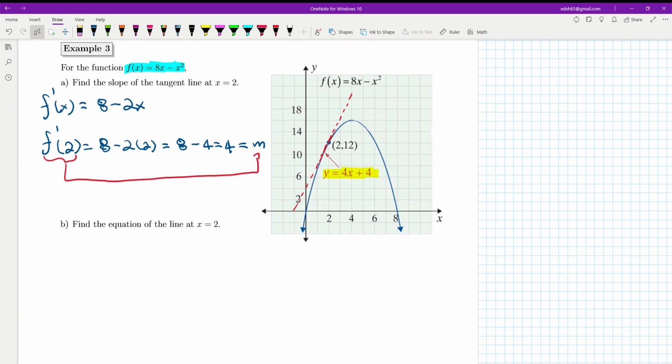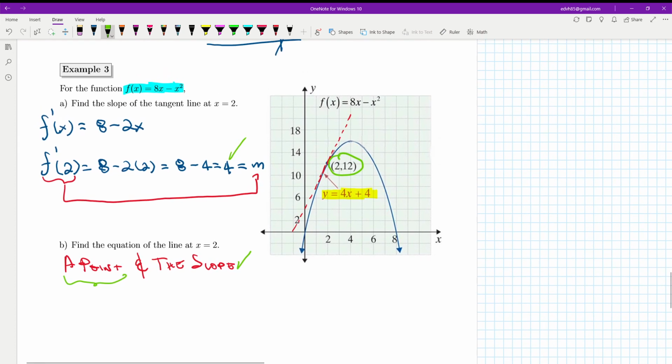And let's find the equation of the line at x equals 2. What do we need to know in order to find the equation of the line? Well, we need a point and the slope. So we got the slope right here, which is 4. Now we need a point. What's the point? Of course, they're giving us the point over here, (2, 12).